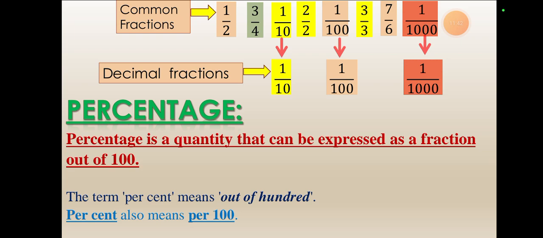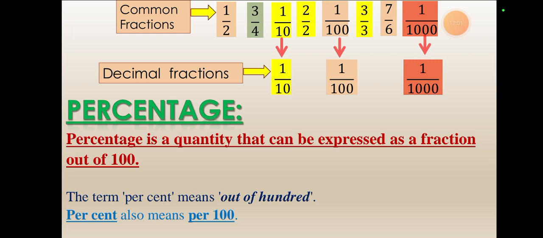And percentage. Now what is a percentage basically? Percentage is a quantity that can be expressed as a fraction out of 100. The term percent means out of 100. Percent also means per 100. So percent basically means out of 100. That's why the total quantity we have is 100%. Always we have 100% quantity.